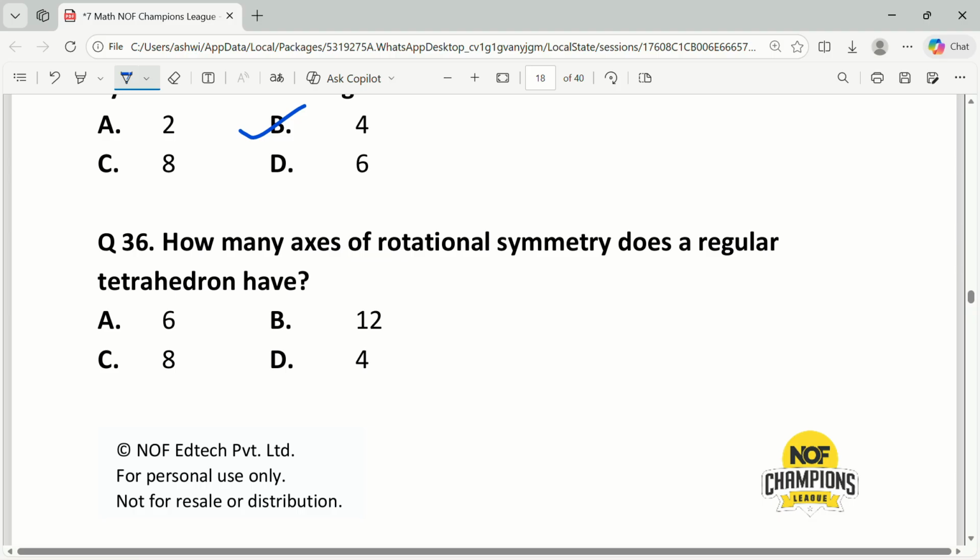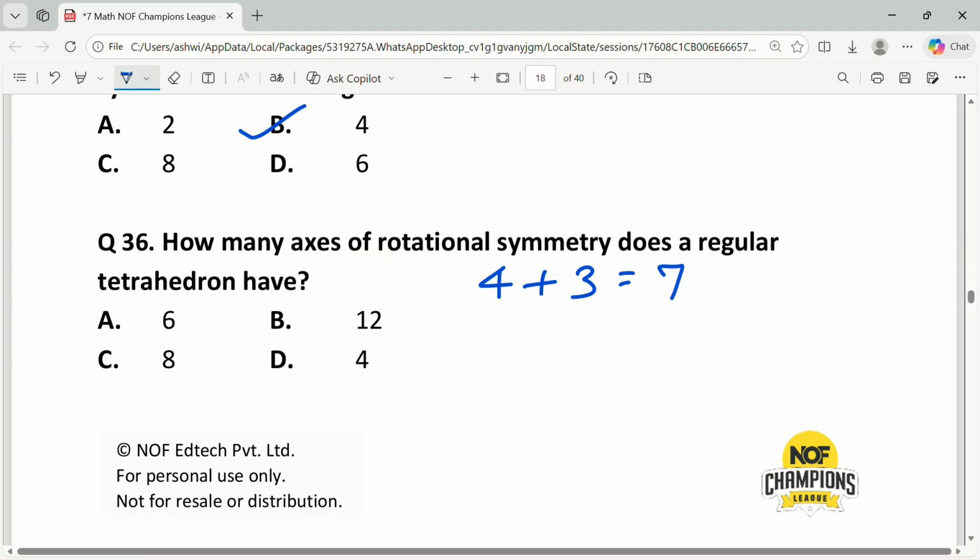Rotational symmetry involves rotating an object around an axis so that it looks the same as its original position. A regular tetrahedron has 4 axes of 3-fold rotational symmetry passing through a vertex and the center of the opposite face, and 3 axes of 2-fold rotational symmetry passing through the midpoints of opposite edges. The total number of axes of rotational symmetry is 4 plus 3, which is 7.